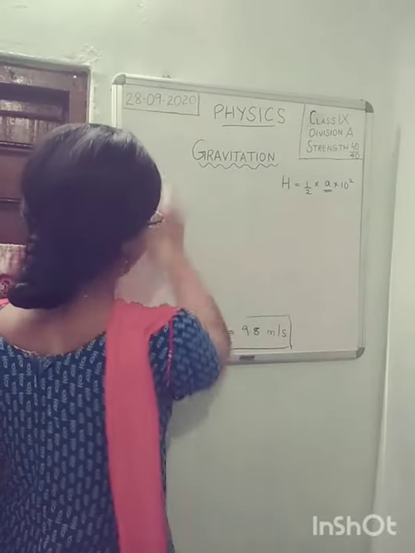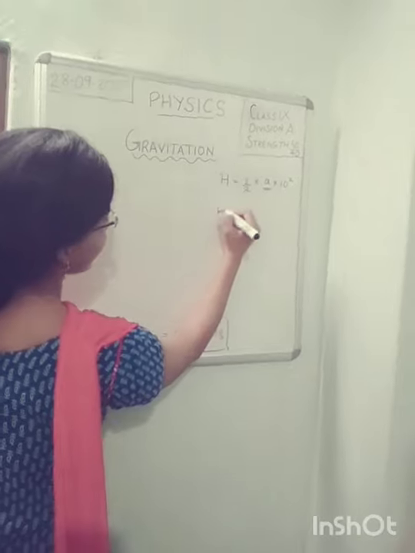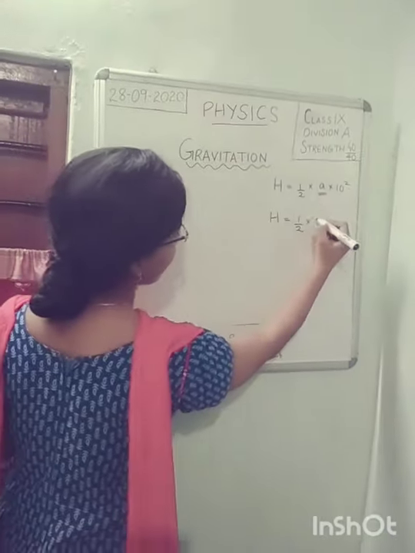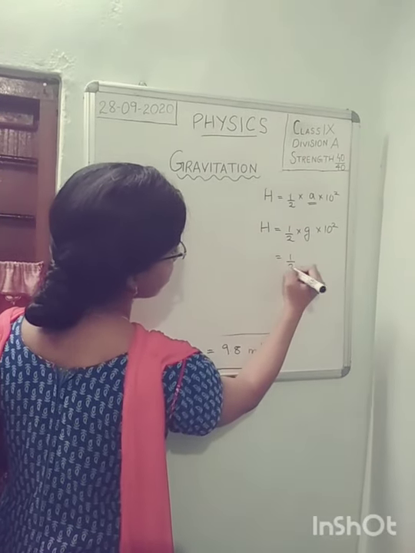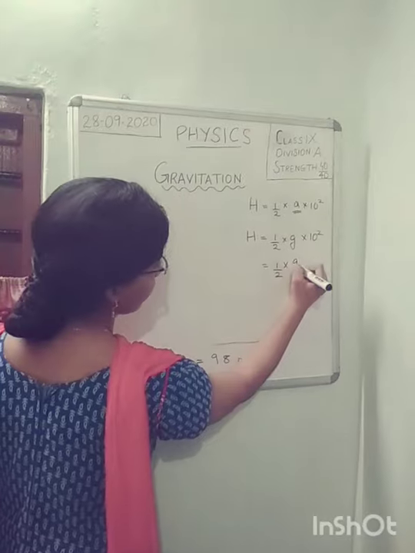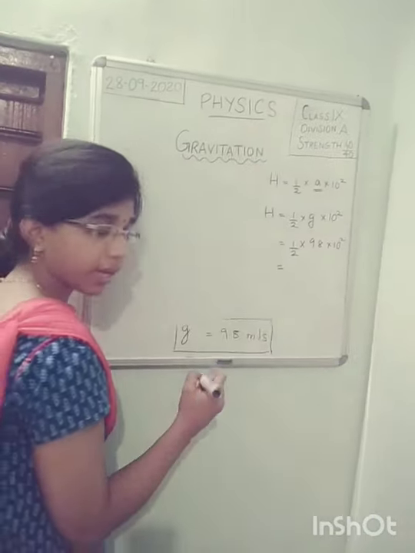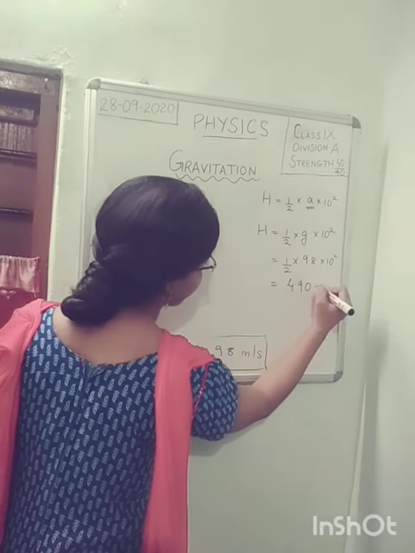So now we can substitute the value here. So what is the height now? Height comes to be half into, instead of A we are writing G, into 10 square. So what is it? Half into 9.8 into 10 square. What value did you get? It comes to be 490 meters.